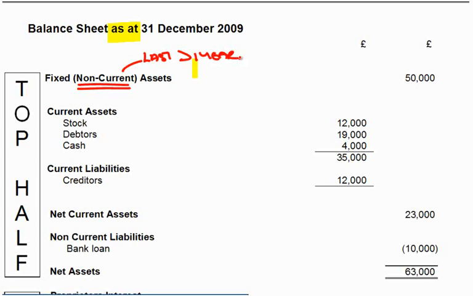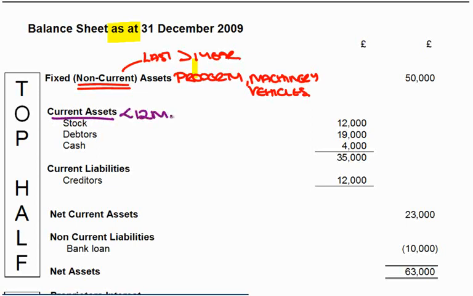Okay, so things like property, machinery, vehicles, all that type of stuff is going to start generating revenue for the business over a period of more than 12 months. Underneath that, you're then going to get your current assets. So opposite way around to your non-current then, these ones are going to be due within 12 months.